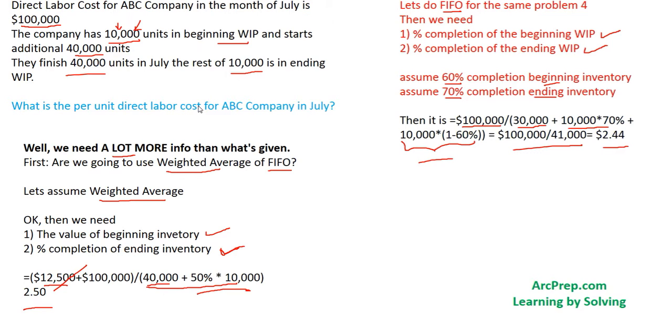Hopefully this will make sense. Please make sure you go over the examples again. I tried to explain it step by step, starting with a very basic calculation, and then we made it more and more complicated as we added the beginning inventory and ending inventory and started solving it either under weighted average or FIFO.